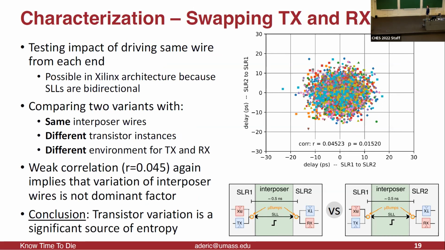And so we also tried doing the same thing, but driving the wire in the opposite direction. Normally, if you look at the bottom, you're driving it left to right. So we tried driving it right to left, and you get the same thing, because once again you're using different transistors to drive the wire, and different transistors to sample the wire. But now you also have the fact that these dies are different. So the correlation that we get is really weak, but it's weaker than what we had before. And this is because we're using different dies, right?